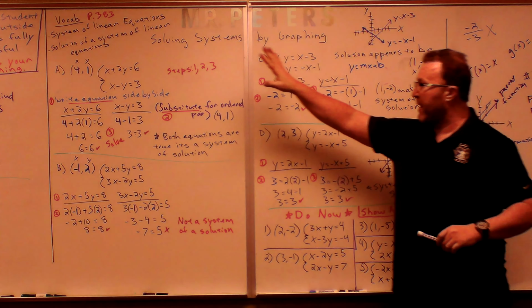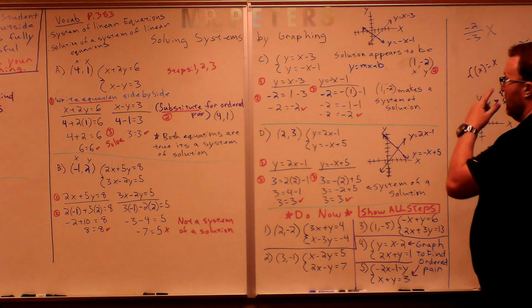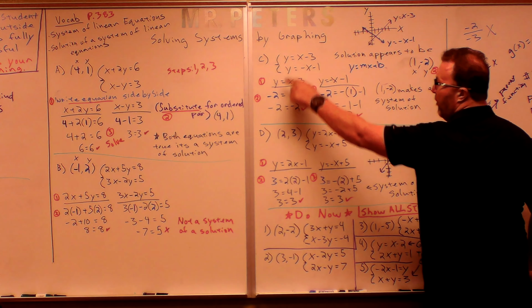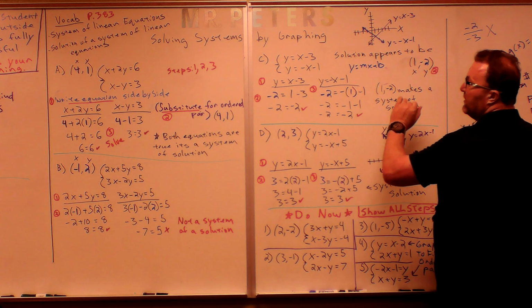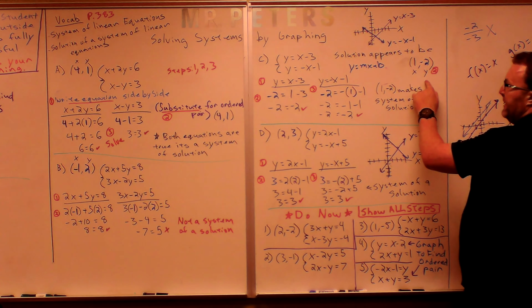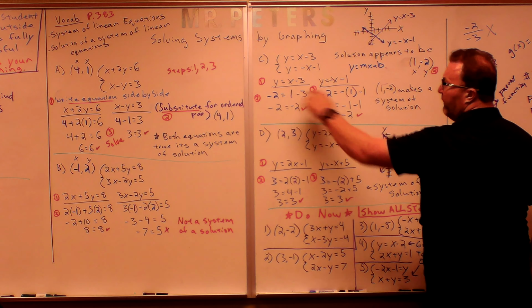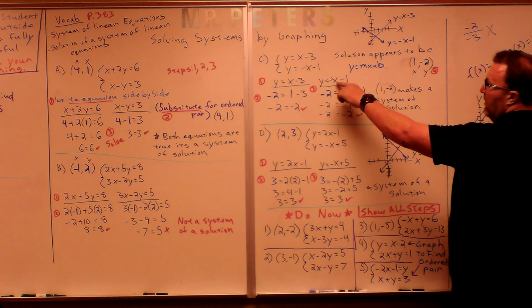Now we're going to take this ordered pair and we're going to do the same thing right here. Okay, the same 3 steps. So, first step, we're going to write both equations side by side. Step 2, we're going to do substitution. So here's my ordered pair. It's 1 and negative 2. So I'm going to plug in the 1 for x and the negative 2 for y. Same thing over here, the x and the y.